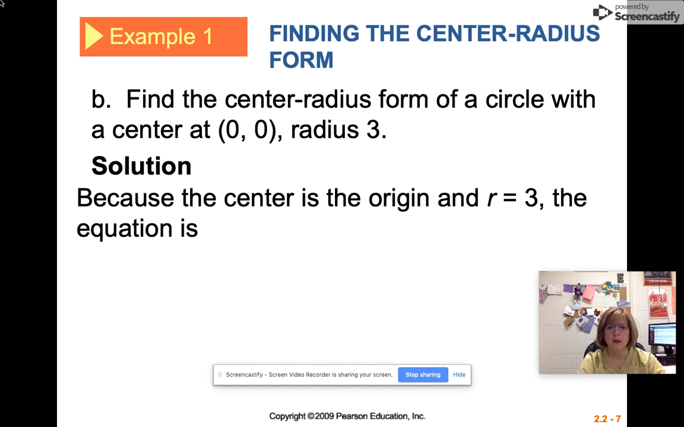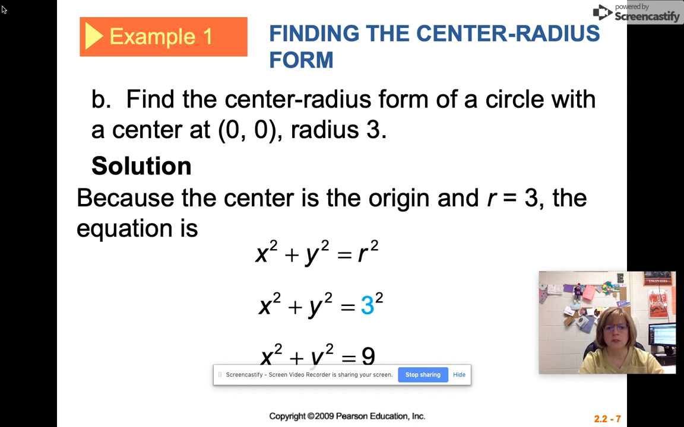Here's another one. This one has a center at 0, 0 with a radius of 3. Now remember, because our center is at 0, 0, we are not going to bother writing x minus 0 squared and y minus 0 squared. We're just going to write it as x squared plus y squared equals r squared, which turns into x squared plus y squared equals 9.